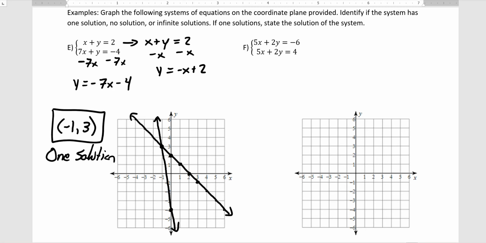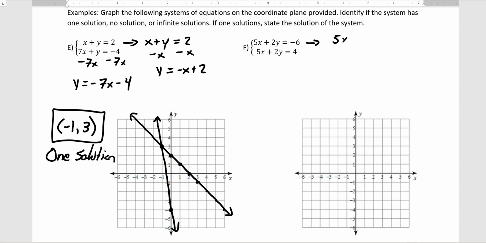Fantastic. All right. Let's check out letter F here. 5x plus 2y equals negative 6. 5x plus 2y equals 4. Now, if you're looking here, you can probably guess what this is going to be. All right, this is going to be no solution because I know I'm going to get the same slope out of these, but these are different numbers. So let's see how that works out here.